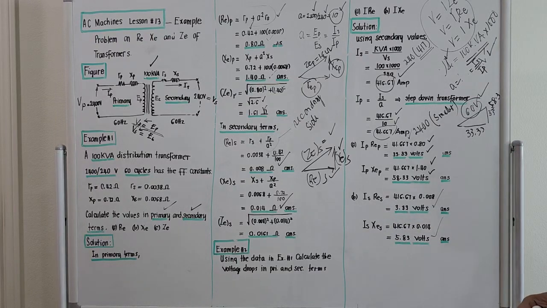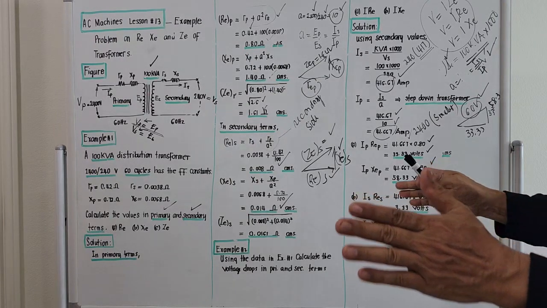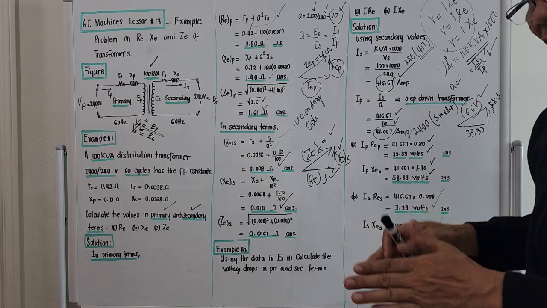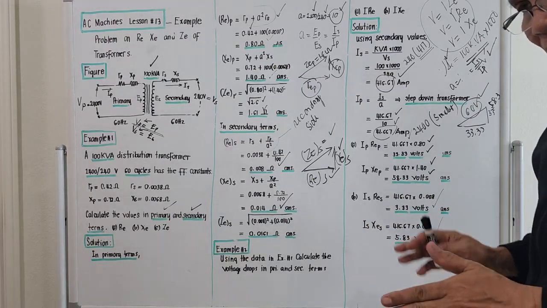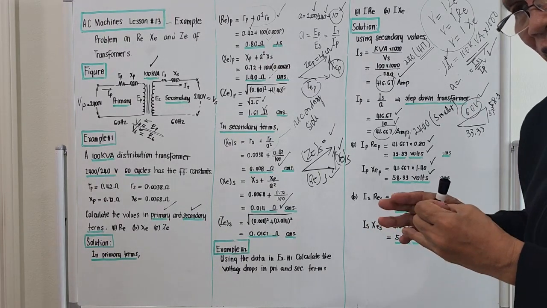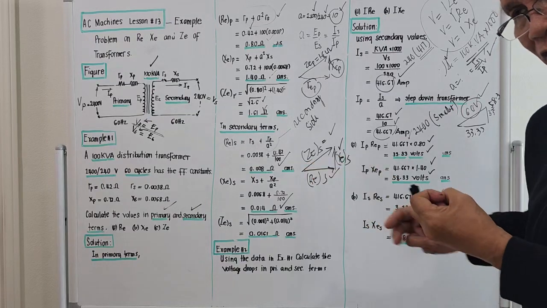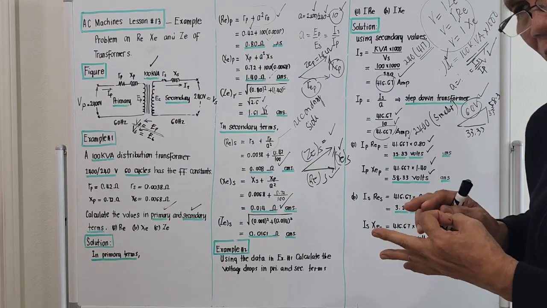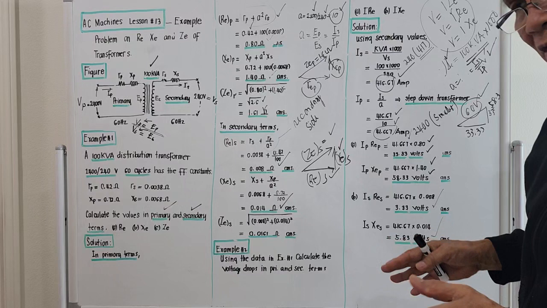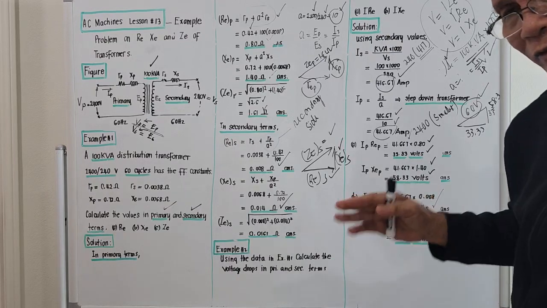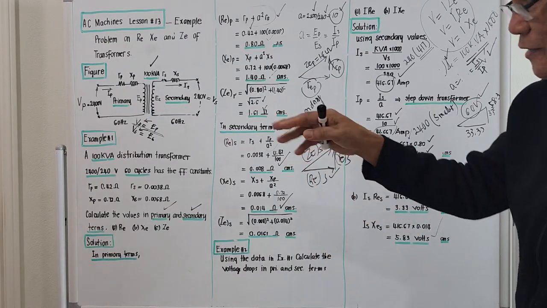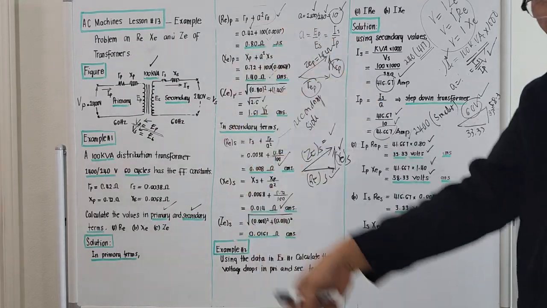The next time around, we will be continuing this problem, and I will give you a problem on how to compute for the percent regulation, if the power factor at the secondary side is unity, lagging, or leading, so we could see the difference. And we will be using the vector diagrams that were discussed from, I think, lesson number 11.